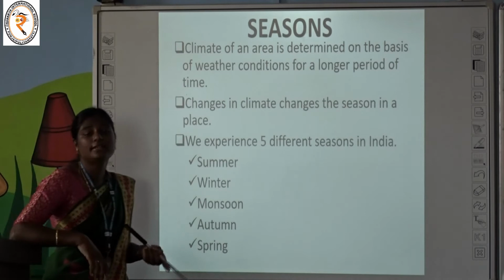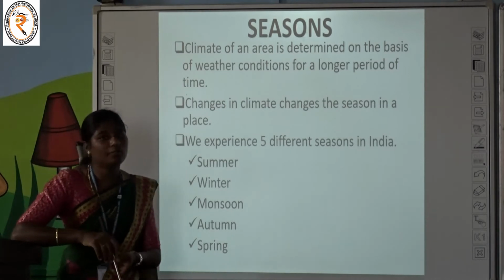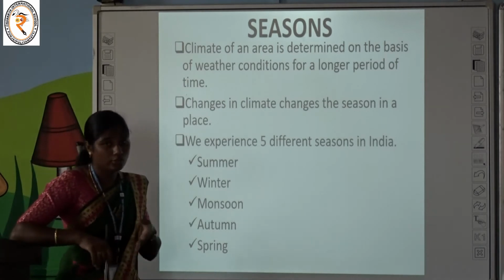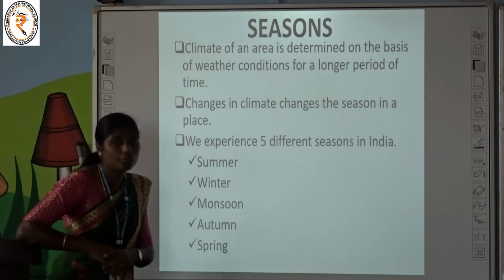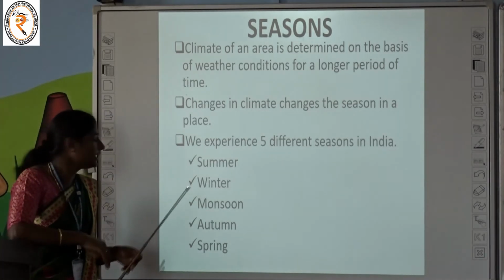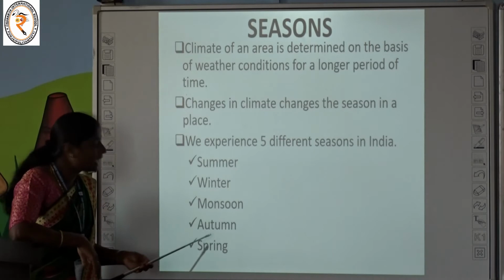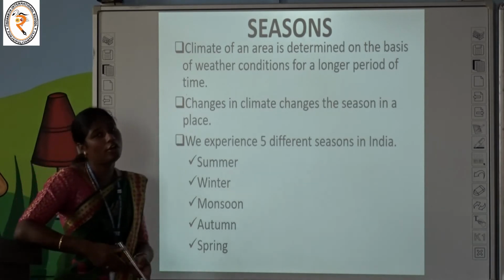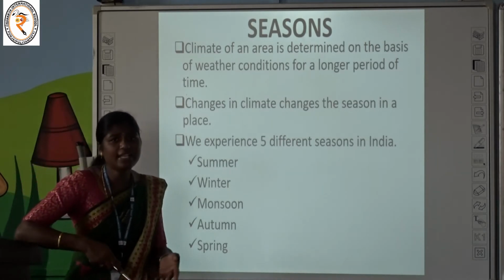And monsoon season. Monsoon means rainy season. So this September is the monsoon season. The month of September comes under the monsoon season. And autumn season means the leaves will fall down from the trees and plants.